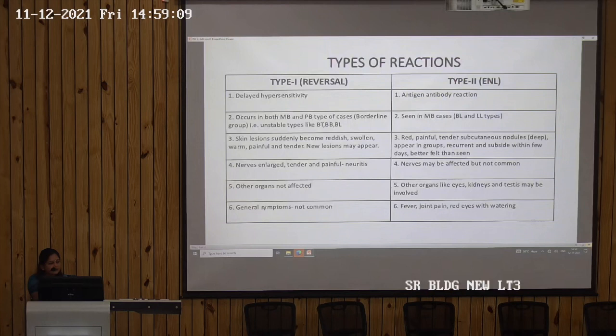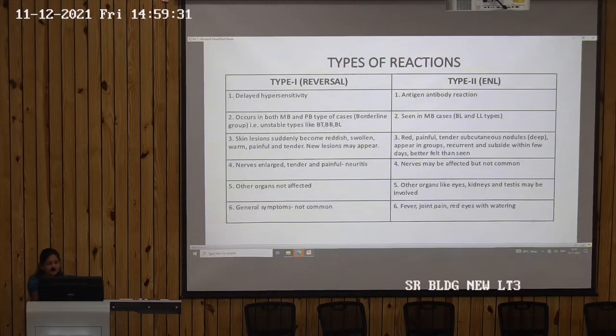क्या दिखता है इसके अंदर? Skin lesions suddenly become reddish, swollen, warm, painful, tender. New lesions start appearing in case of type 1, and in type 2 you will see tender subcutaneous nodules. They will be recurrent and subside within a few days, and they are better felt than seen. So these are the typical symptoms of type 1 and type 2.